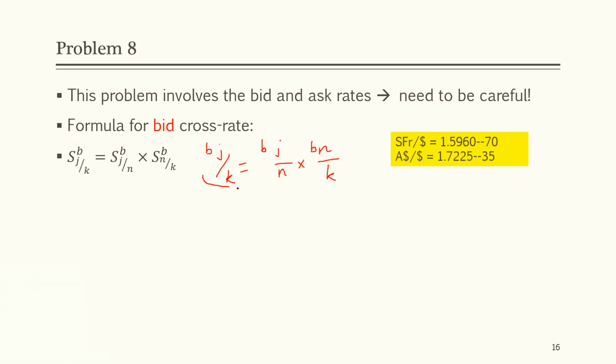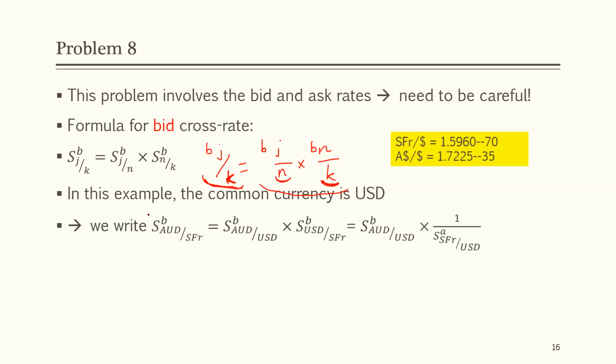So one way to understand this equation is we can say buying the currency K in J is equivalent to buying currency N first, and then we use the N to buy currency K, okay? So in this example, if I replace the correct currencies in their places in the equation, I will get this, okay? So from here to here. Now my J here is Australian dollars, my K is the Swiss franc, and the N, which is the common currency, is the USD, okay?